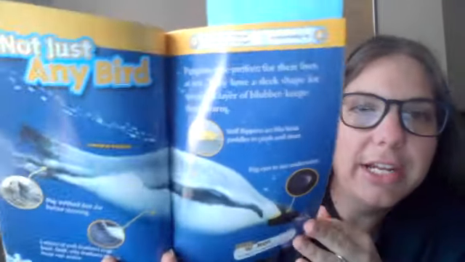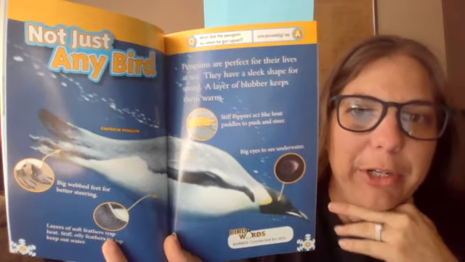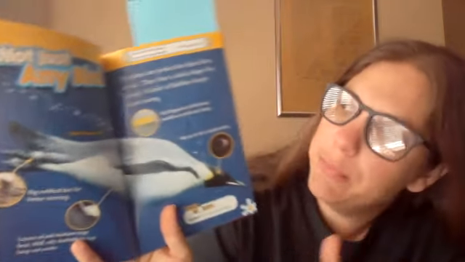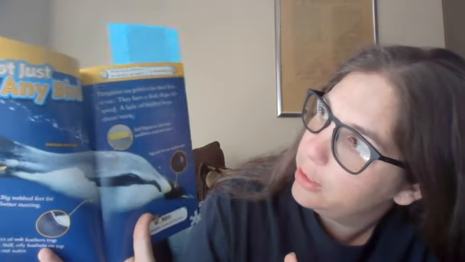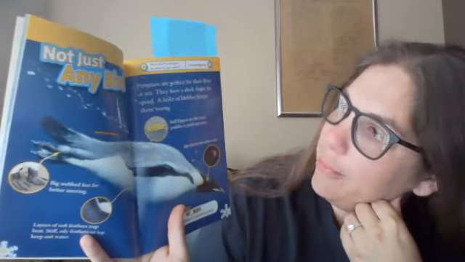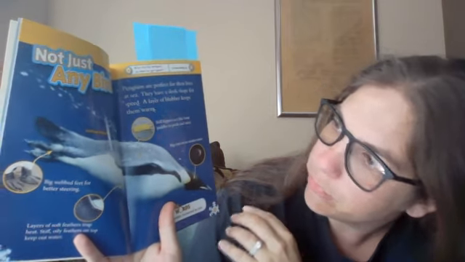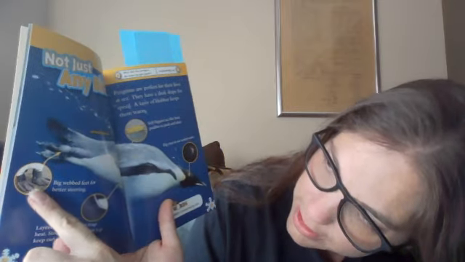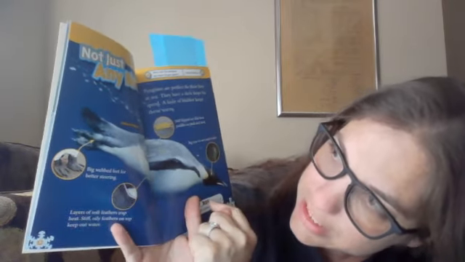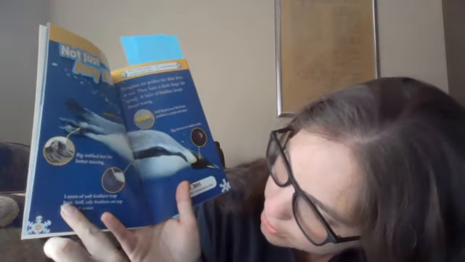All right, so here's that page that had the penguin labeled on it when we did our sneak peek. Let's see if my prediction was right, and we're going to learn about what the different parts do, okay? Not just any bird. Penguins are perfect for their lives at sea. They have a sleek shape for speed. A layer of blubber keeps them warm. So here we go. It tells us that right here, they have big webbed feet for better steering to help them go left or right or which way they want to go in the ocean.